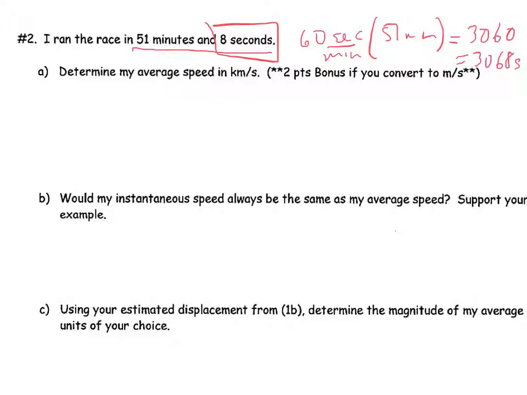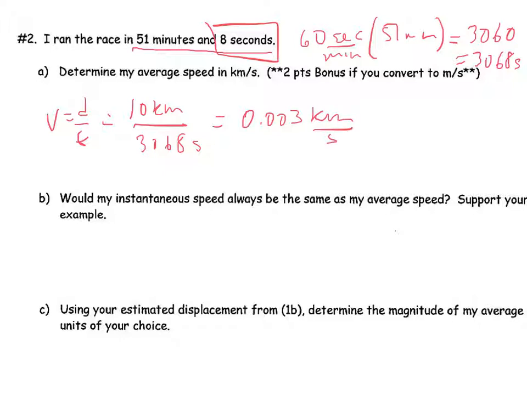Now to figure out the speed, remember you have to show a formula. You have to put in your numbers with units. So I'm going to use the 10 kilometers and the 3,068 seconds. And I'm going to get an answer of something like 0.003 kilometers per second. Then if you want to do the bonus, if you want to convert that to meters per second, you simply had to use the following conversion. 1 kilometer is equal to 1,000 meters, and you would have got an answer of roughly 3 meters per second. Make sure that you show the formula, substitution with units, and an answer with units.